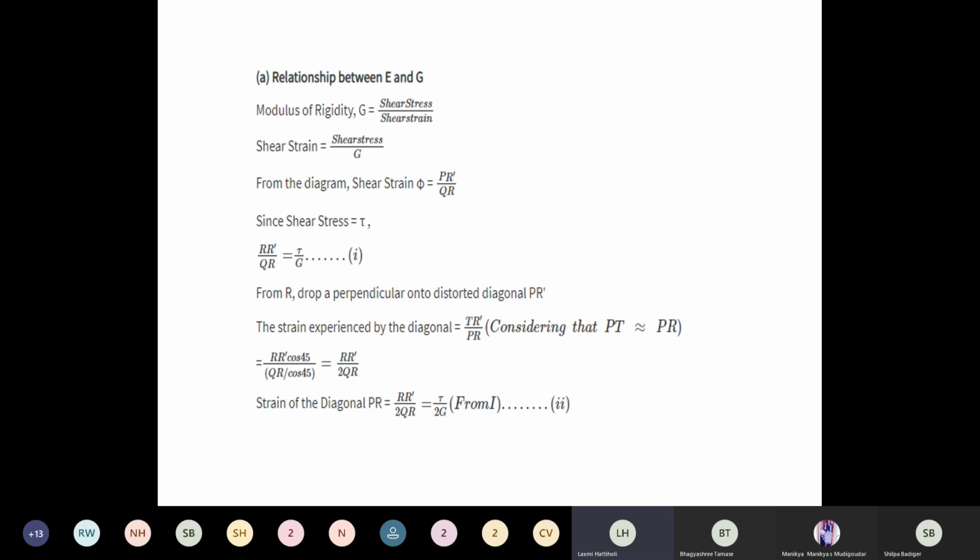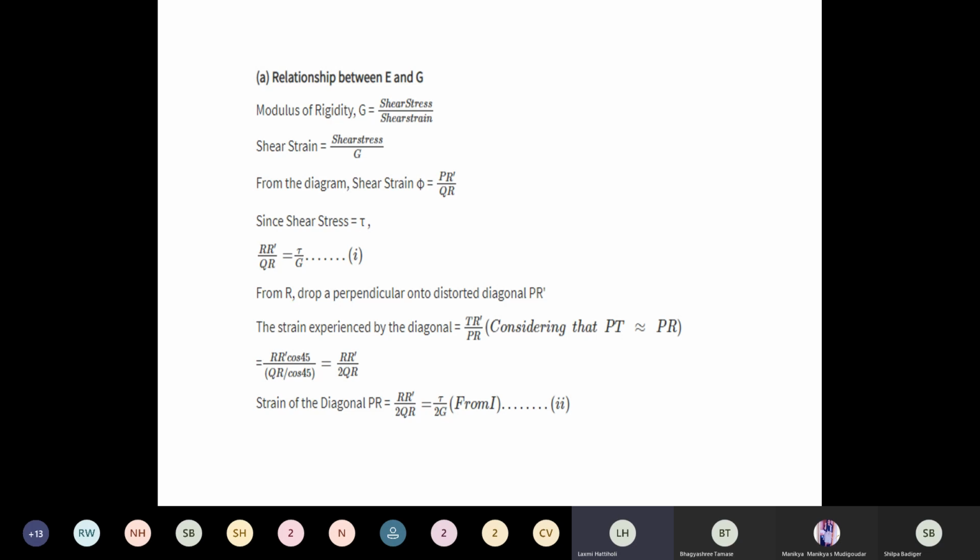Relationship between E and G. First of all, I'll write modulus of rigidity G is equal to, we know what G is now, shear stress by shear strain. Now in this, I'll take the shear strain outside. Shear strain is equal to shear stress by capital G. Now from the figure, I need a definition for shear strain. From the diagram, shear strain phi is equal to.